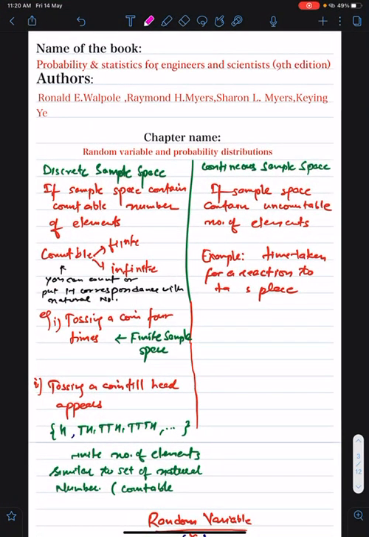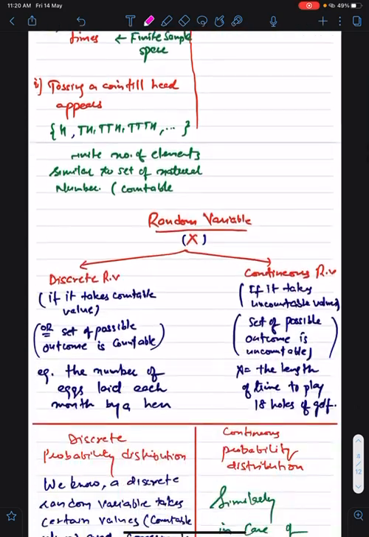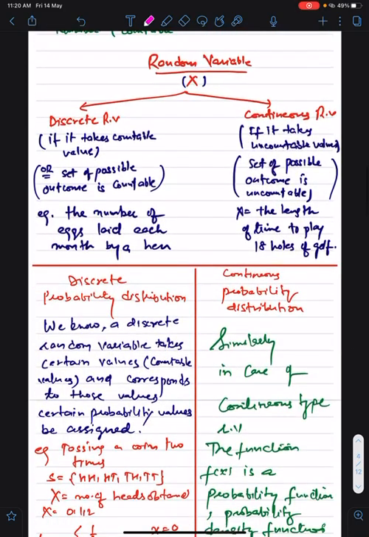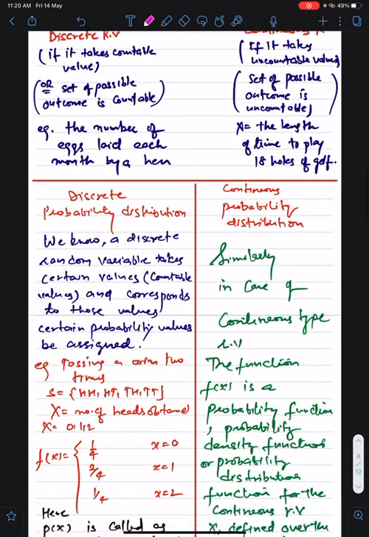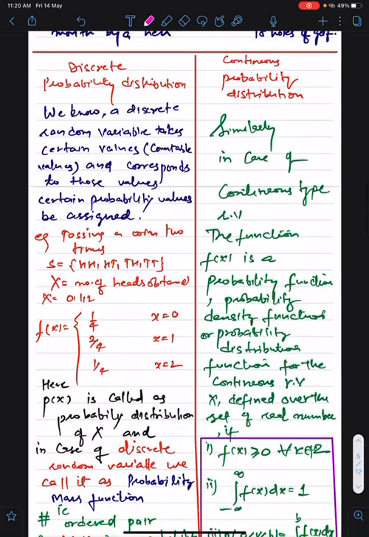Hello everyone. Last time we did discrete sample space, continuous sample space, and a random variable. The types of random variable are discrete type and continuous type. Today we will learn what a discrete probability distribution and a continuous probability distribution are.